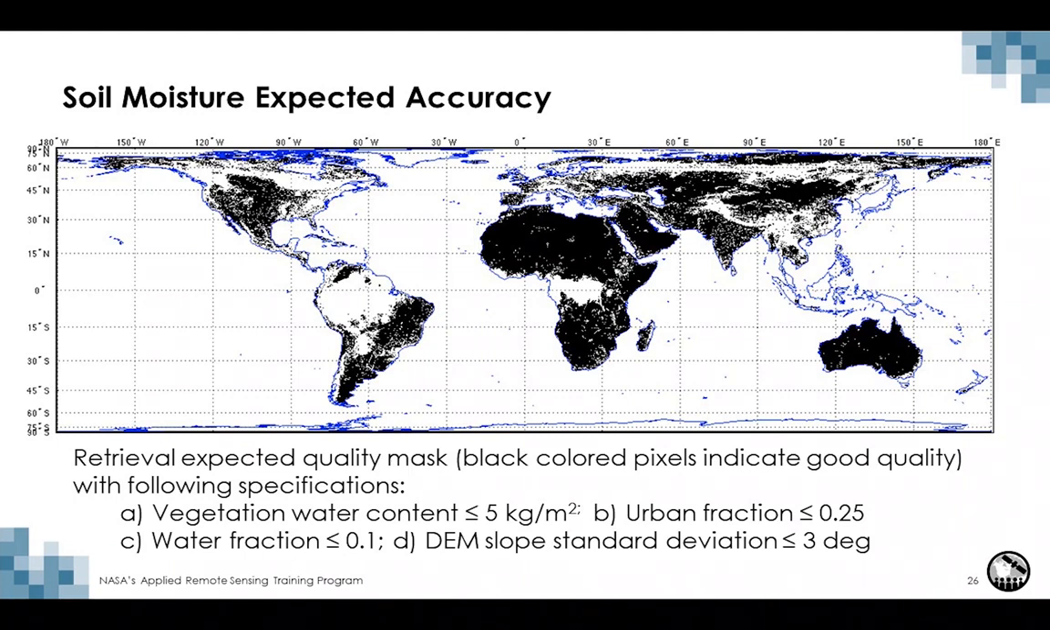So keep in mind that even though you might have a soil moisture value for a pixel in the Amazon, it doesn't mean that that soil moisture value is necessarily accurate. There are quality flags associated with each retrieval, and you can check for that accuracy.